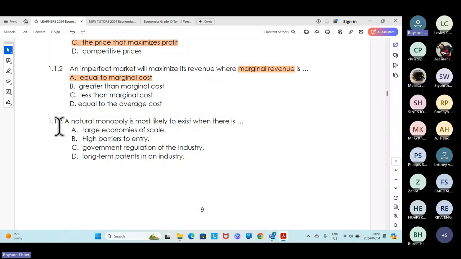Then 1.1.3, a natural monopoly is most likely to exist where there is A, large economies of scale, B, higher barriers to entry, C, government regulation of the industry, and D, long-term patents in an industry. So let's see what your answers are for 1.1.3.